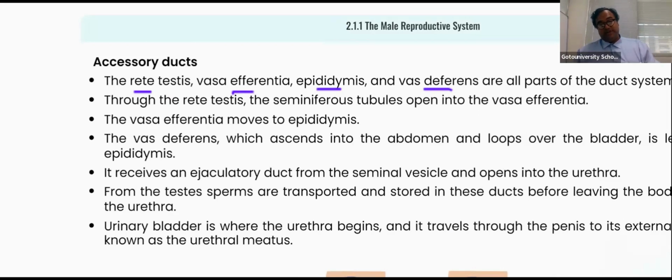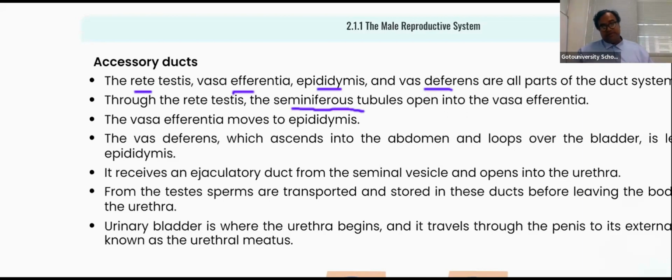penis segment. Right? Seminiferous tubule is a structure which has the spermatogonium, as I already told you in the first session, where the sperm is getting synthesized. Vasa efferentia is going to the epididymis structure. This vas deferens is going into the abdominal area. Vas deferens goes to the abdomen and loops over the bladder. When you see the picture, you come to know how it is wrapped or looped or coiled over the urinary bladder.